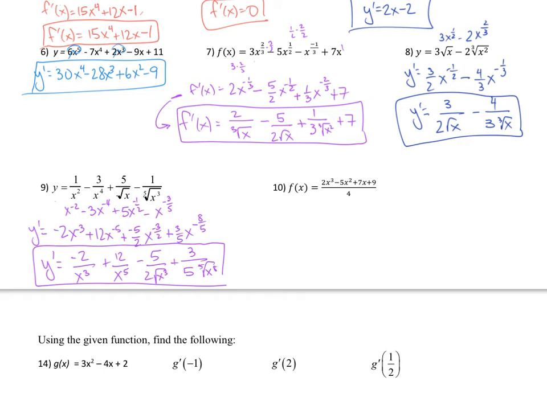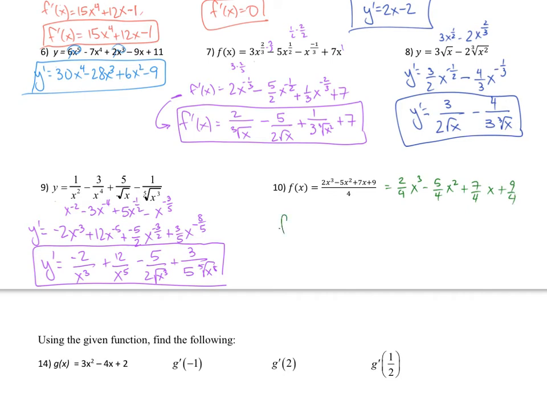Now, on this last one, I'm going to do something a little bit different here. There's a couple ways to do this. What I'm going to do is break everything up and say this is 2/4 x cubed minus 5/4 x squared. You could put the 1/4 out in front as a constant and then work with it, but we're going to do it this way on this problem. 7 over 4x plus 9 over 4. So I've rewritten this to be like this.